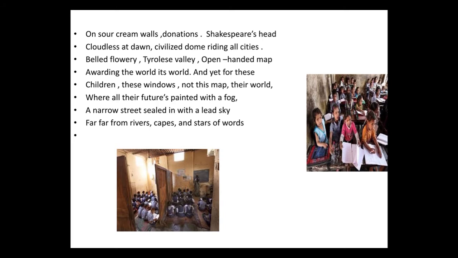On sour green walls, donations, Shakespeare's head, cloudless at dawn, civilized dome riding all cities, belt, flowering Tyrolese valley, open-handed map awarding the world its world. And yet, for these children, these windows, not this map, their world, where all their futures painted with a fog, a narrow street sealed in with a lead sky, far, far from rivers, gates, and stars of wars.